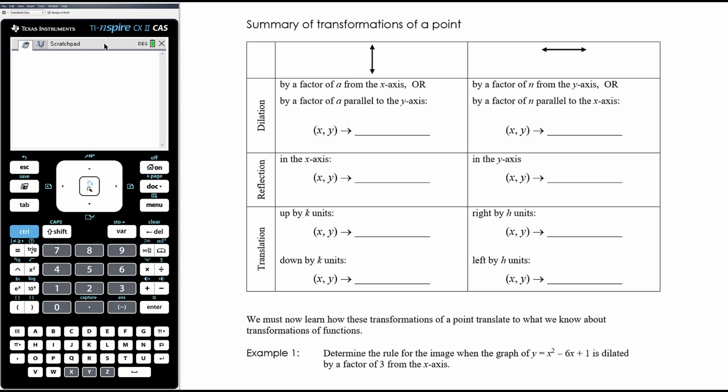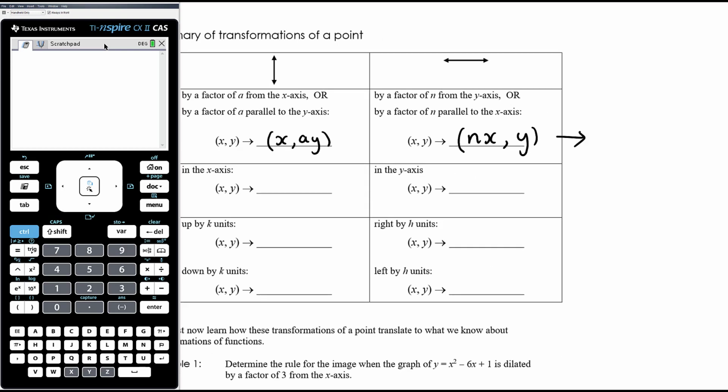So if we dilate by a factor of a from the x-axis, it's the y coordinates that are being multiplied by a. So the point (x, y) becomes the point (x, ay). If we dilate by a factor of n from the y-axis, which could also be described as dilating by a factor of n parallel to the x-axis, it is the x coordinates that are changing, and we're dilating by a factor of n. The x coordinates are being multiplied by n. Again, this is one of those ones where I know it ends up looking backwards in the equation.